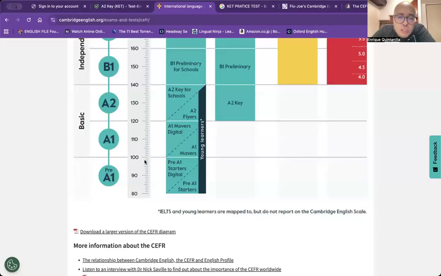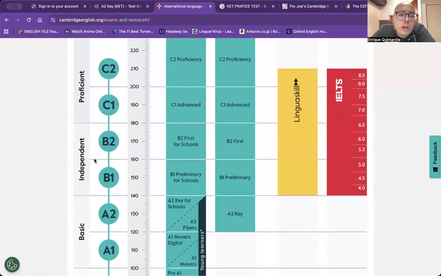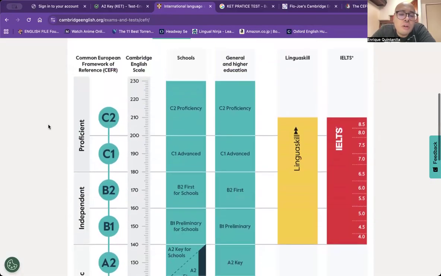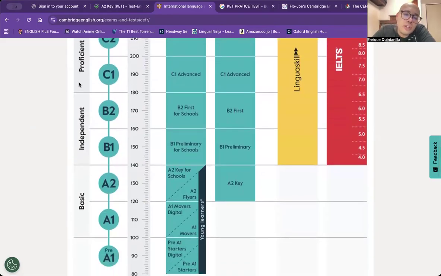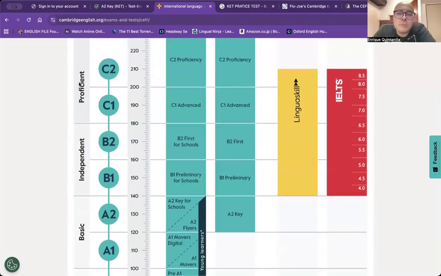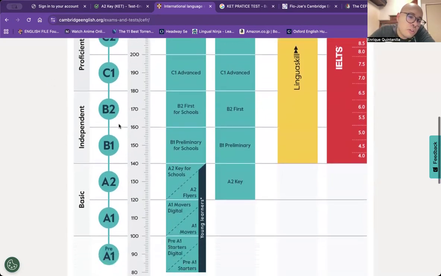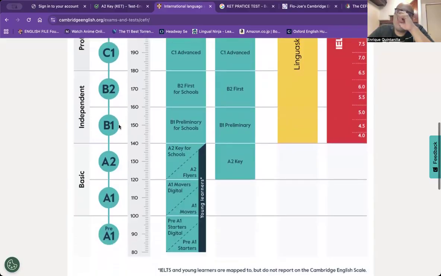But first, let me introduce what KET is. In order to understand that, we need to check a little bit the Common European Framework. The Common European Framework is to identify your level in English, or in any language, not only English, and it's similar to the levels in Cele.